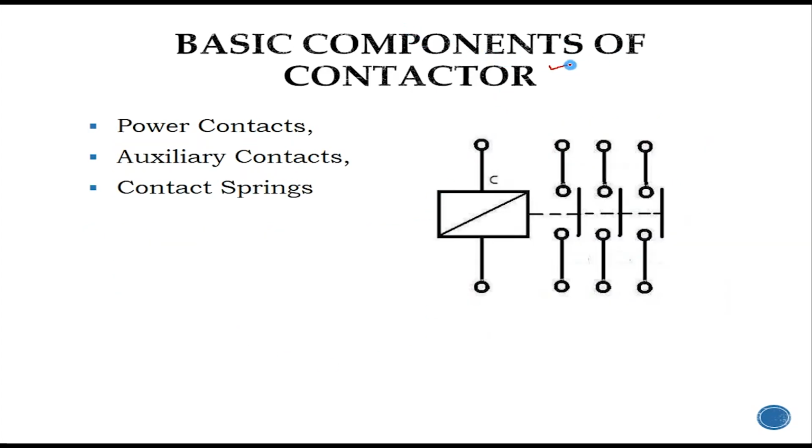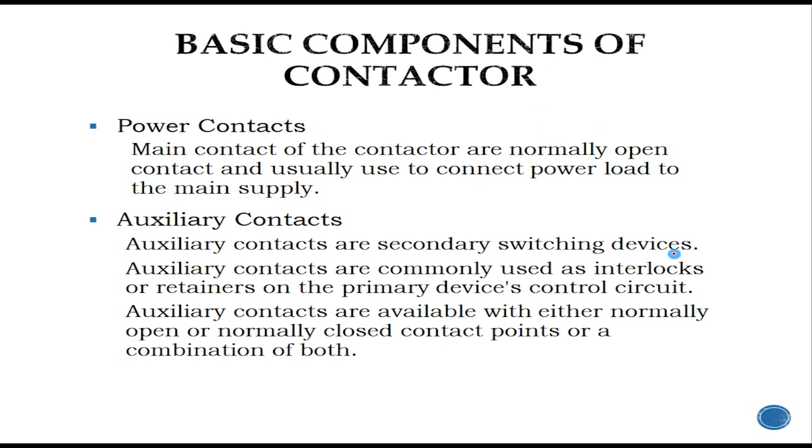Next, let's see the components of contactor. There are three components: power contacts, auxiliary contacts, and contact springs. This is a symbol of contactor. Power contacts means the main contact of the contactor, a normally open contact, and is usually used to connect power load to main supply.